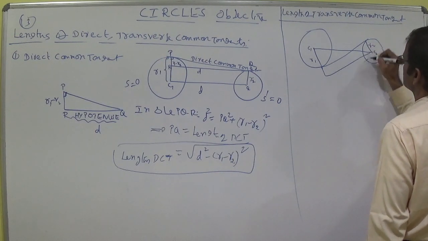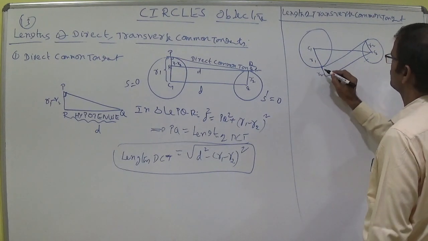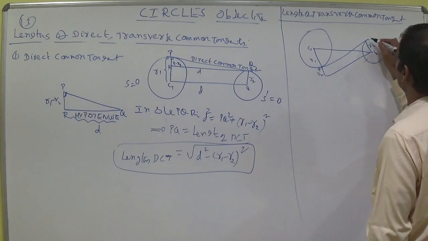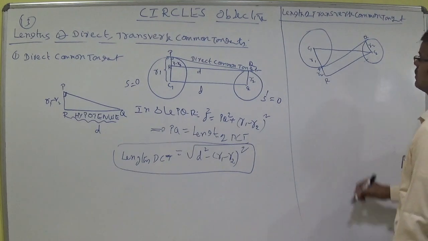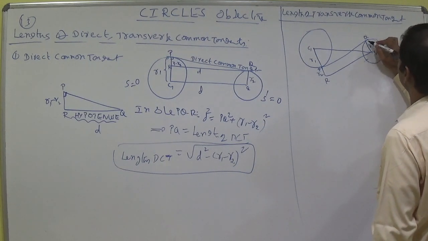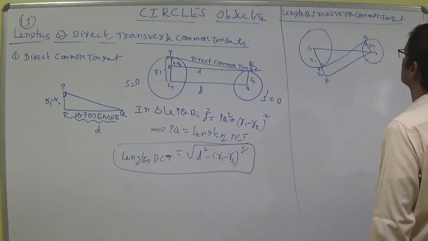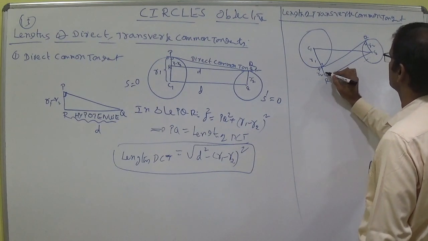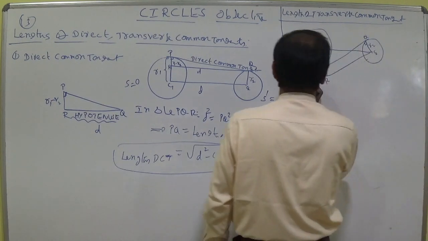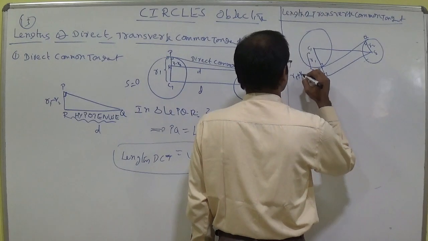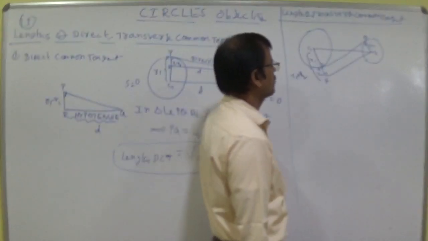Draw like this, the same distance we have extended here. Here is the point of contact P and this is the point of contact Q. This one is extended to R. This is a right angle and this is a right angle, so this one also is a right angle. C1R is R1 plus R2, the sum of radii.